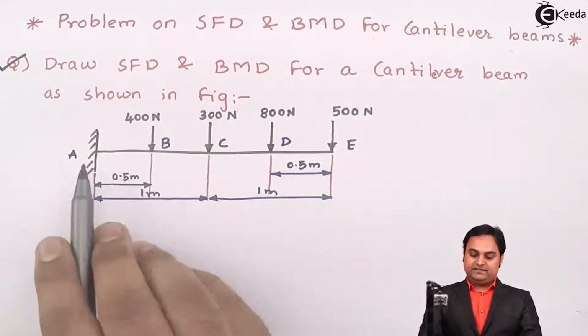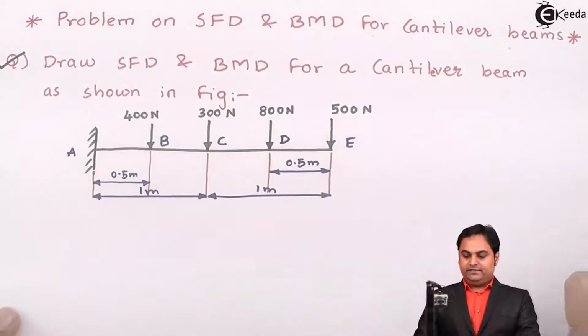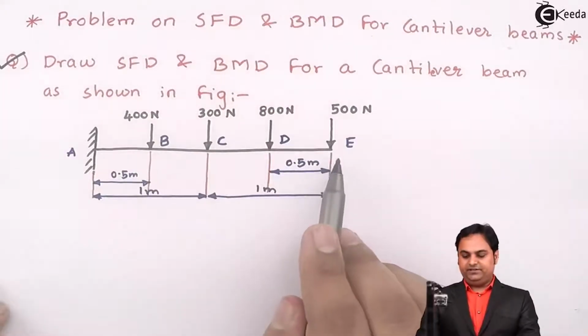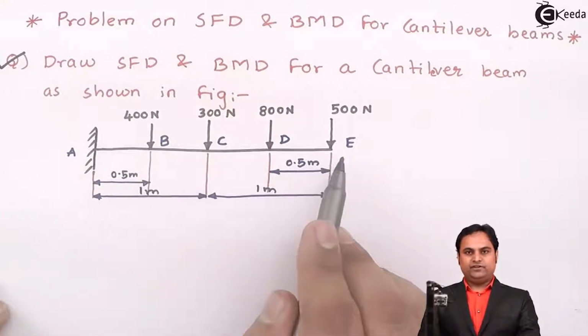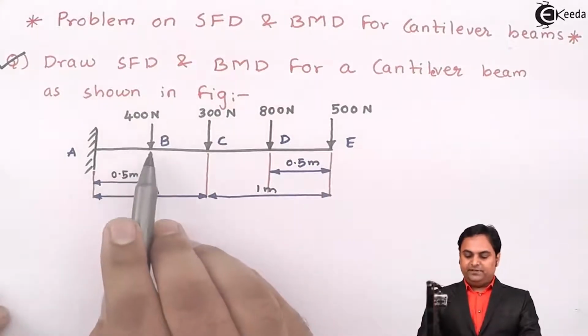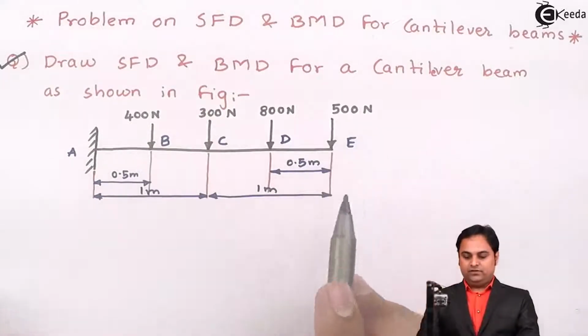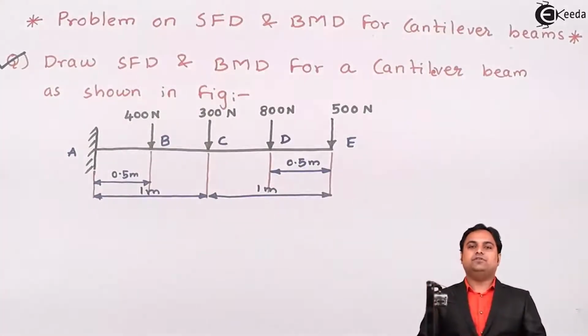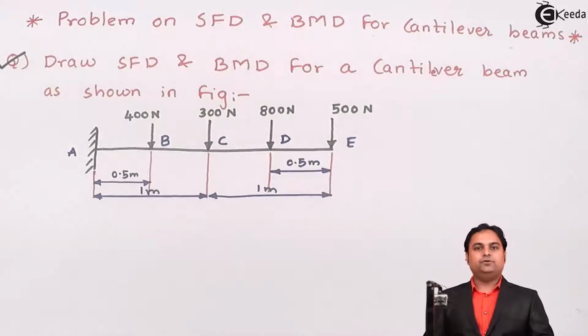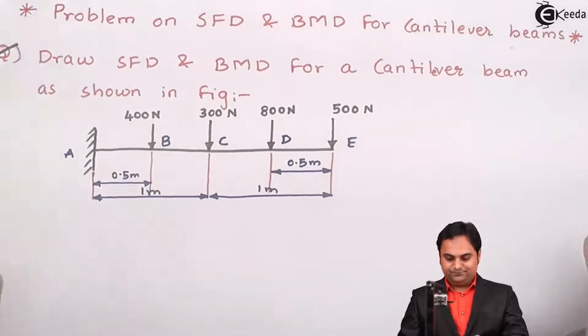The cantilever beam is fixed at one end, and it is free at the other end. It is loaded as shown in the figure, loaded at points B, C, D and E, and the values of loads are given. For such a beam, we have to draw the shear force and bending moment diagram. Let us try to get the solution to this problem.